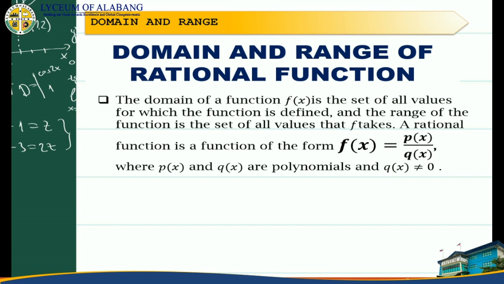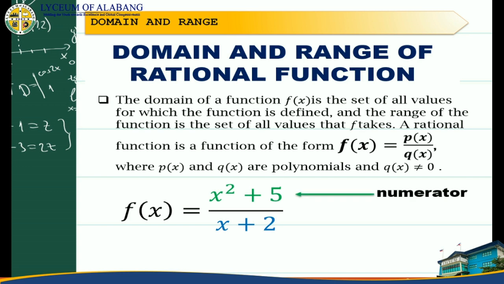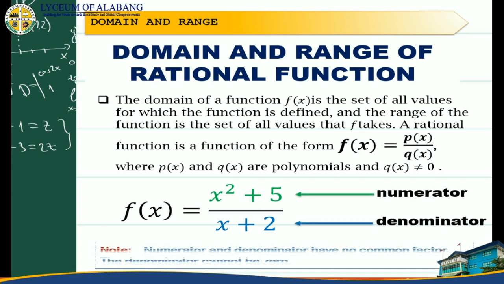A rational function is a function of the form f of x is equal to p of x over q of x, where p of x and q of x are polynomials, and q of x is not equal to 0. For example, f of x is equal to (x squared plus 5) over (x plus 2). Note, the numerator and denominator have no common factor and the denominator cannot be 0.